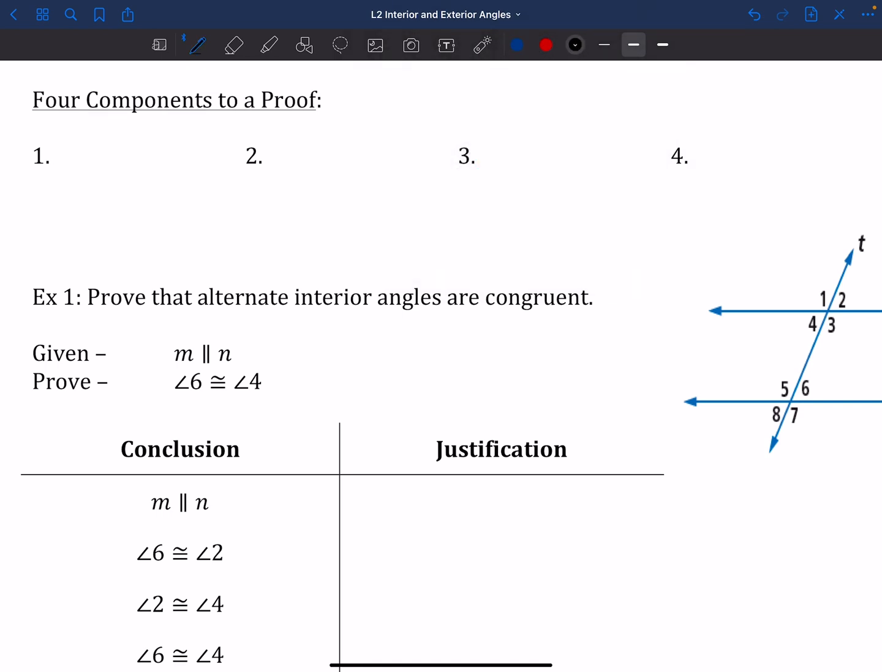So the first part is the given information. Right, so a proof generally, especially for all the ones we're doing, will have some sort of information that they give to you right off the start. It's something that you don't have to prove is true. It's just there, right? The second piece is we need to figure out what we are proving.